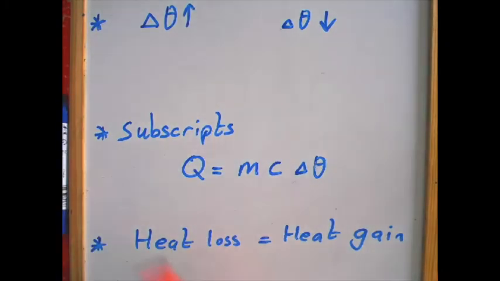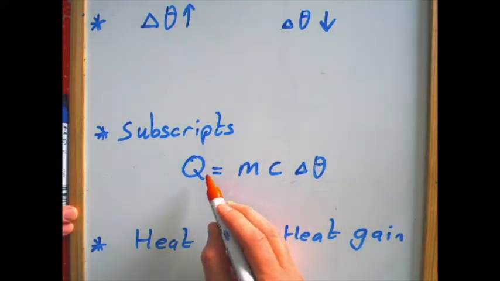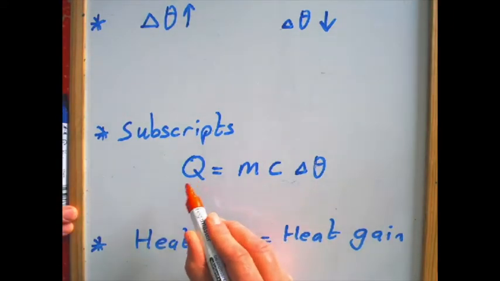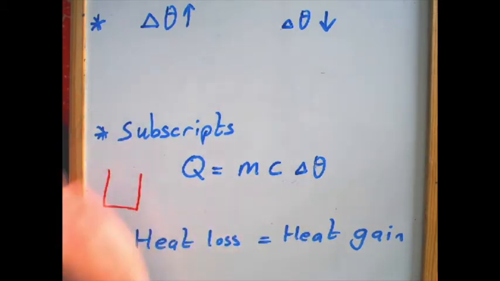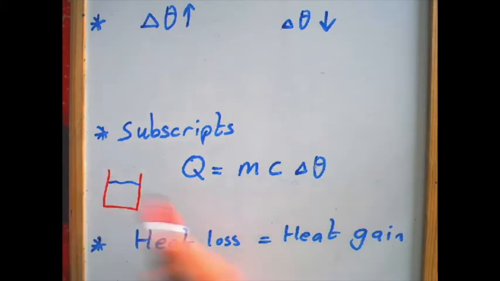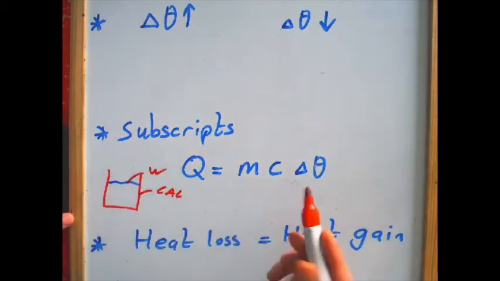You could have a calorimeter, one of those flasks, and some water in the calorimeter, and maybe a metal block. It can get kind of complex, and it can get very easy to get mixed up. So we're going to start using subscripts when necessary to indicate which thing we're corresponding to. So for example, if I had a calorimeter of water, I'm going to label that as the calorimeter, and that is the water.